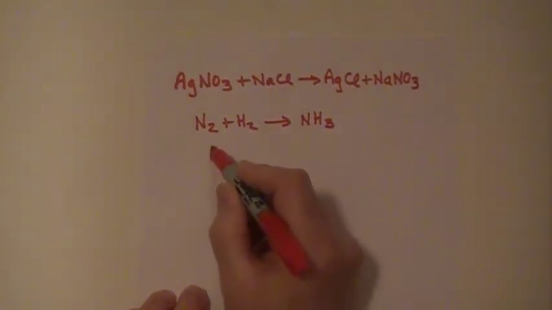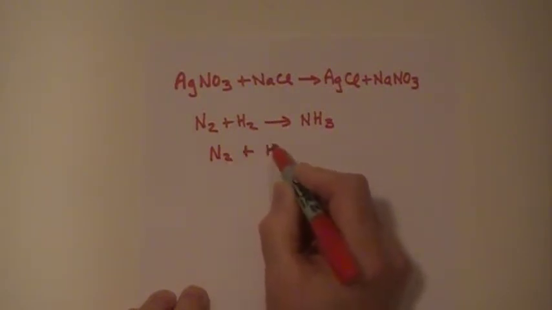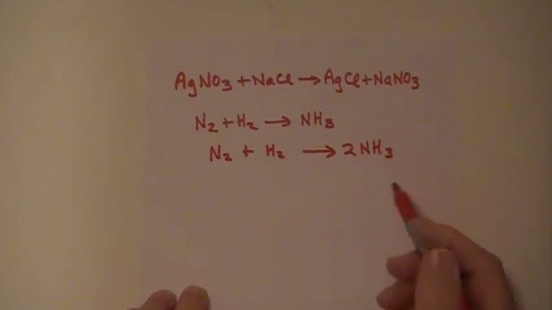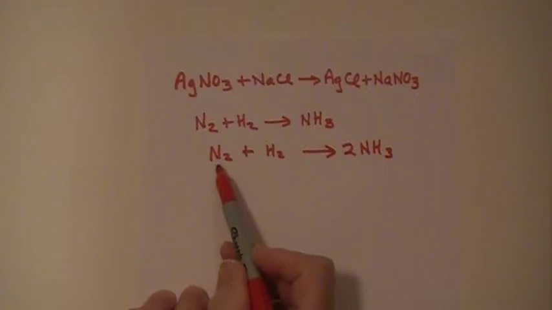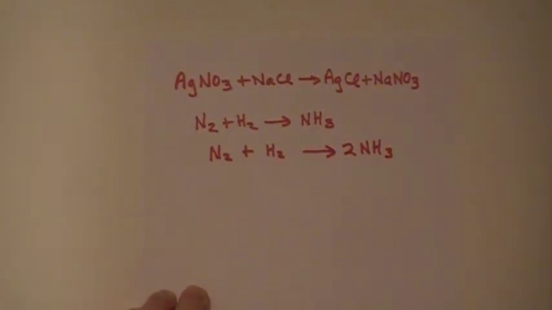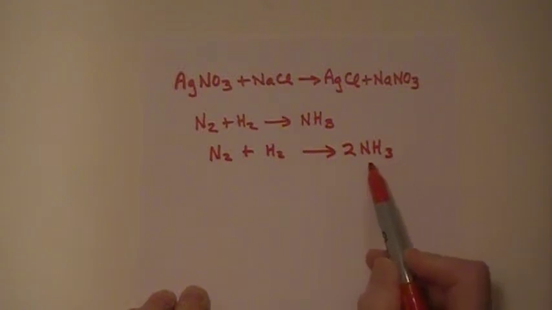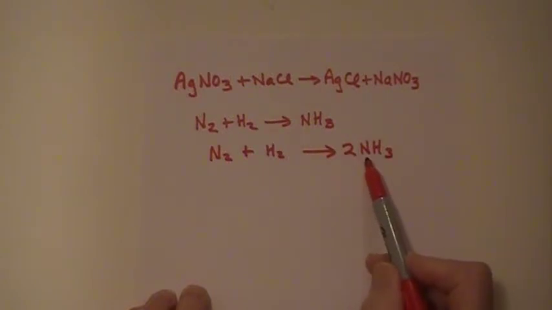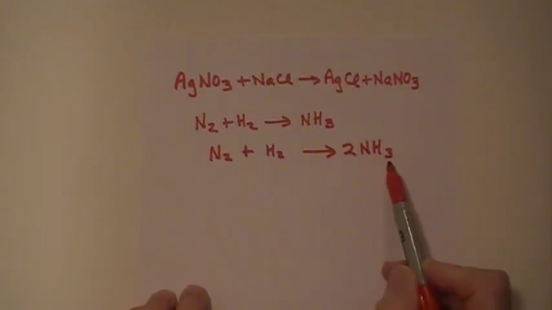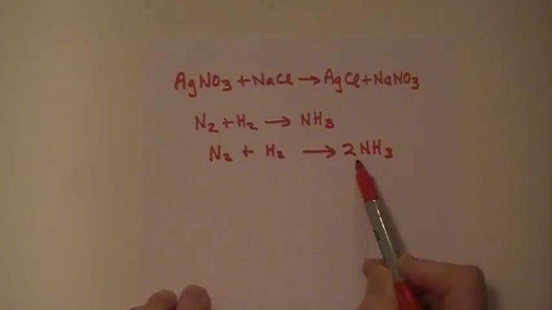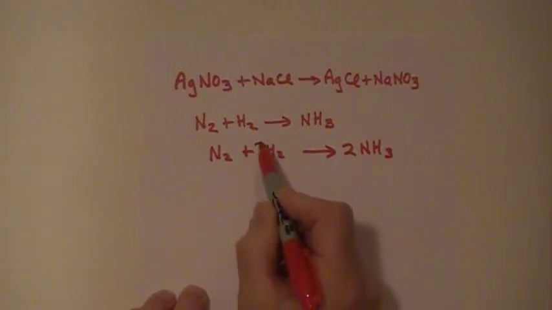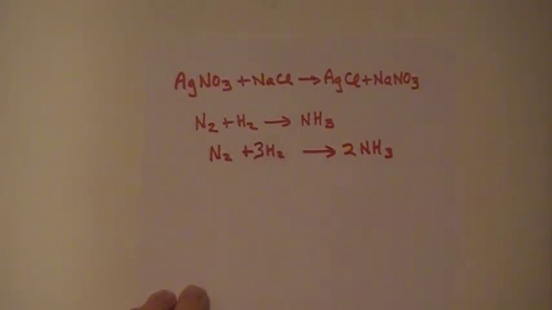Well, let's just start trying some things. Let's first of all put a 2 in front of the ammonia. Now we have 2 nitrogens on the product side and 2 nitrogens on the reactant side. We have 2 times 3, 6 hydrogens on the product side because we have 2 moles or 2 molecules of ammonia. Each molecule has 3 hydrogens, so 2 molecules would have 6 hydrogens. We have 6 hydrogens there. If we put a 3 here, now we'll have 6 hydrogens on this side. And now that reaction is balanced.